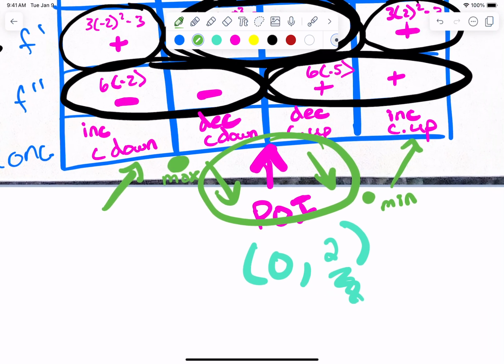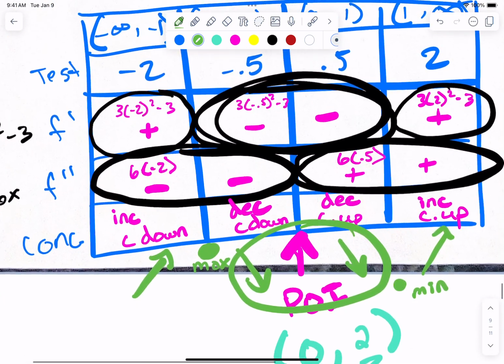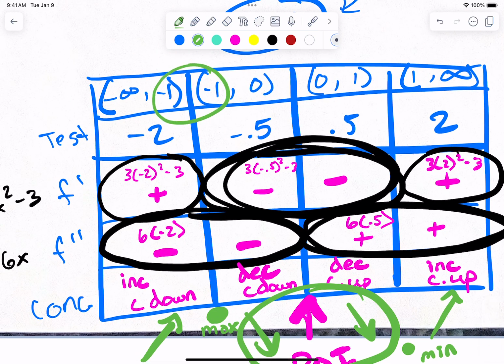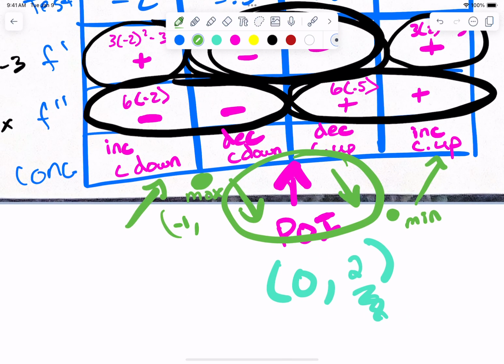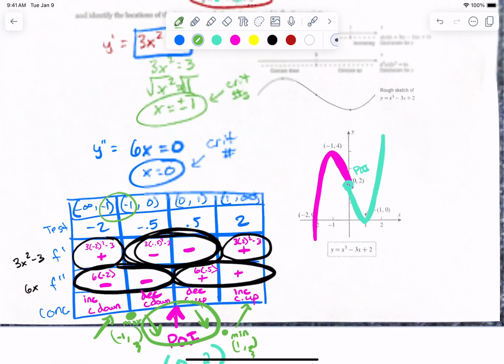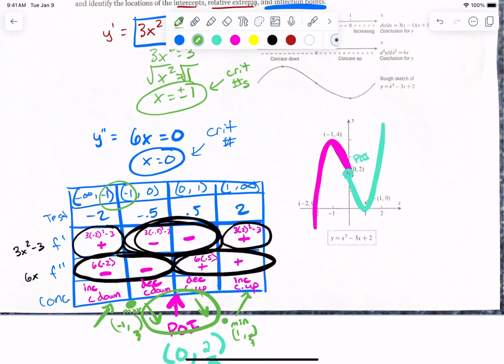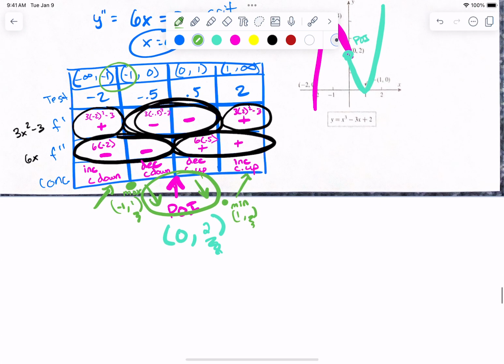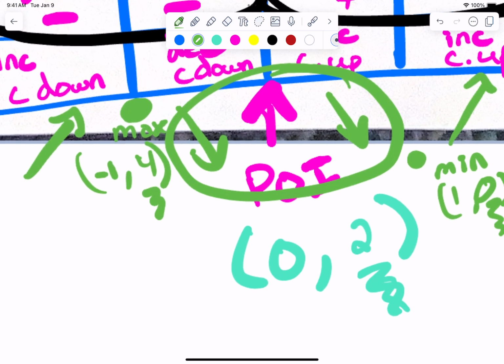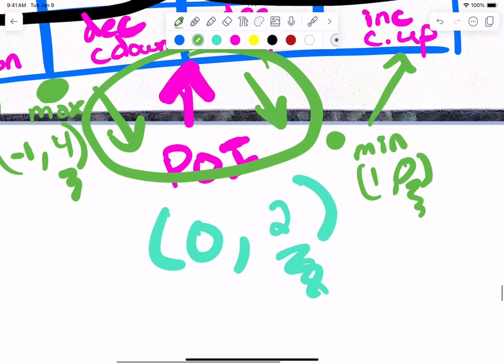Do you see that? Okay, and if I want to find the coordinates, my maximum is at -1 comma something. And this guy is +1 comma something. How do I figure out that something? Plug it into the original. But I don't feel like it, so we're going to cheat. 4 and 0. -1 comma 4 and 1 comma 0 is where my max and min are.